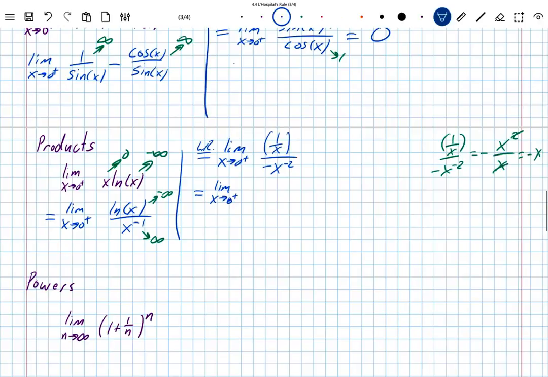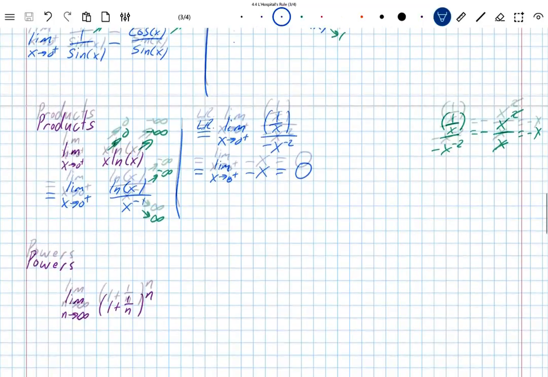So this is just a negative x. Well, what happens to negative x as x goes to 0? That's a 0. Oftentimes if you need to move something into the denominator, you're going to end up with these compound fractions as you work your way back into a more simplified form at the end. It's kind of the price you pay. Cool. So that's how we deal with products.